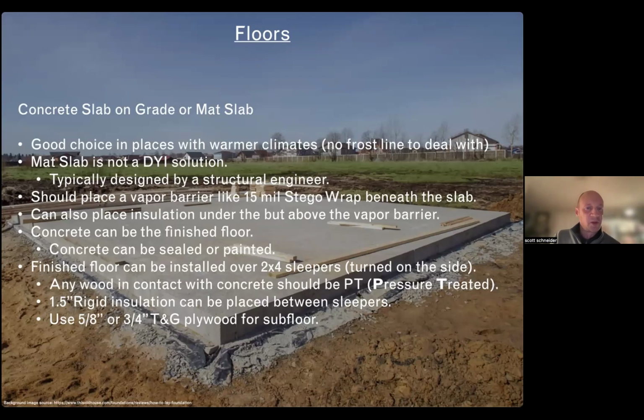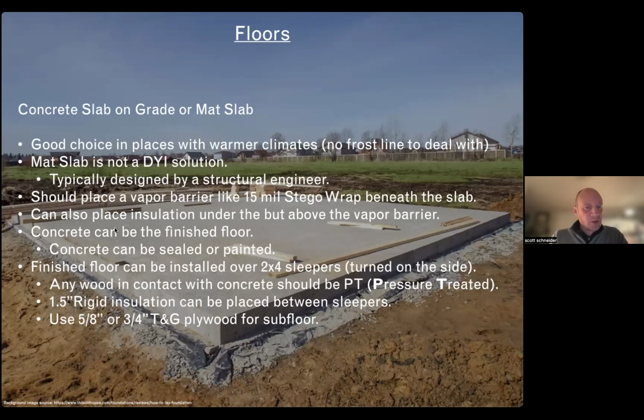It's always good to place a vapor barrier underneath the slab so that you don't get moisture transmitting from the ground through the slab, because concrete is actually very porous. You can place insulation below the slab, but it would be above the vapor barrier. Usually if you do that, you'd want to put down a layer of sand to protect the vapor barrier from puncturing from gravel or something like that underneath it.